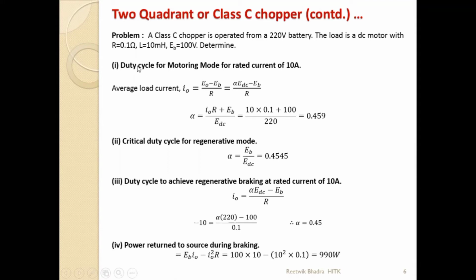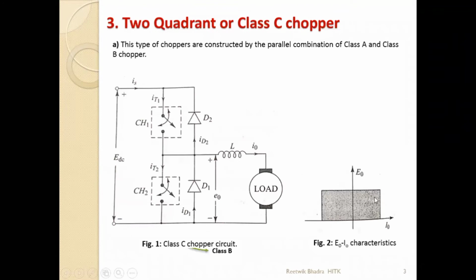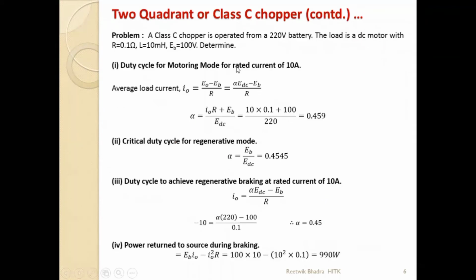What we have to determine? We have to determine the duty cycle when the chopper is operating in motoring mode, because this can operate in two modes. One is motoring in the first quadrant, one is braking in the second quadrant. So during the motoring mode, that means first quadrant operation, current is positive, so current will be positive I naught. So E naught minus EB by R.